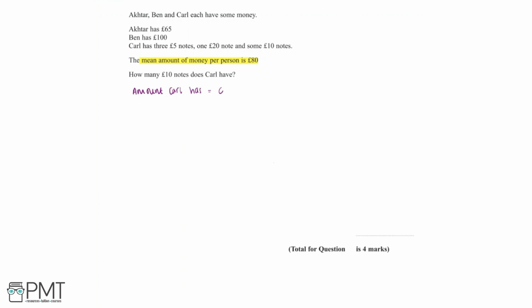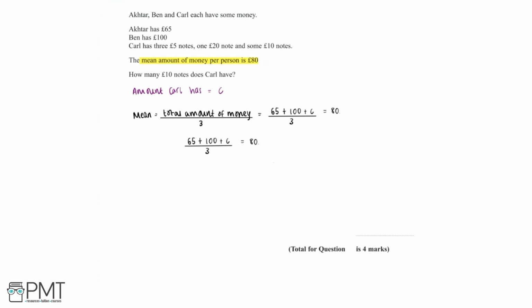We know that Akhtar has £65, Ben has £100, and the amount of money that Carl has is C. And so to find this mean, we'll do 65 plus 100 plus C divided by 3. Now we know that the mean amount of money per person is £80, and so we can say that 65 plus 100 plus C, all divided by 3, is equal to 80. And so we've now formed an equation that we can use in order to rearrange to find C.